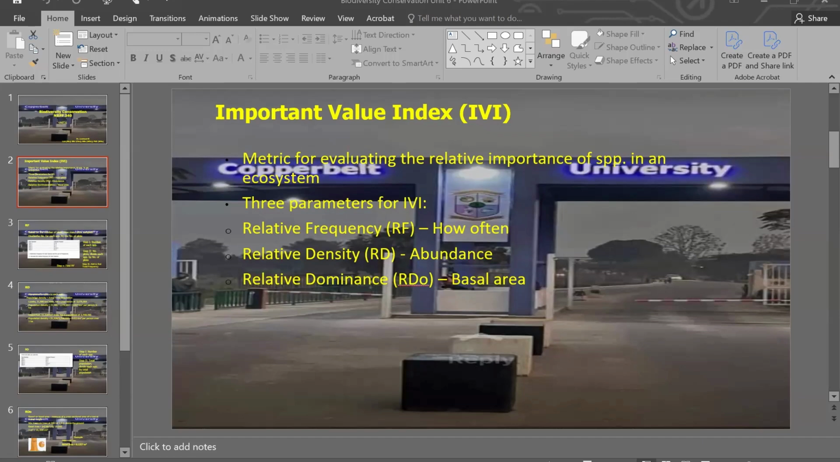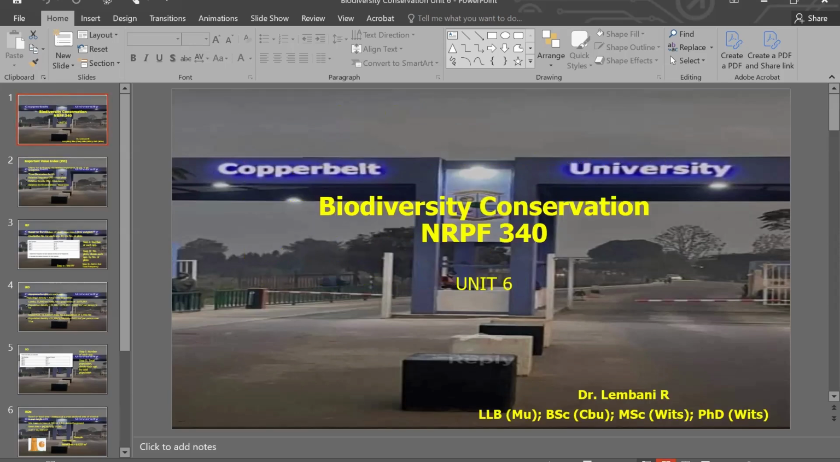In biodiversity conservation, in today's class, we want to look at a very important metric, which is known as the Important Value Index. So the focus of our class is to look at one way of evaluating biodiversity or species composition in an ecosystem. And one metric that we use is known as Important Value Index, and the acronym is IV. Okay, so this is what we want to look at in today's class.